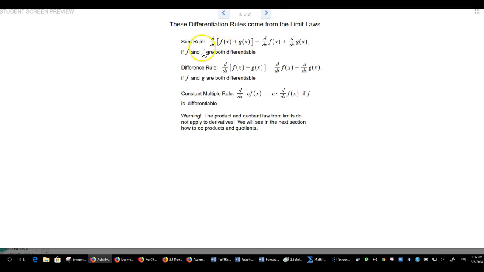We also have a sum, difference, and constant multiple rule with derivatives like we did with limits, and that's actually where they come from. The derivative of the sum is the sum of the derivatives, if each of these derivatives exist. Likewise with the difference. The constant multiple rule tells you that you can factor out the constant and just take the derivative of the function. But that's where it stops as far as getting our laws from the limit laws. The product and quotient law does not apply here from limits. Don't try to do that. A lot of people try to do that. That's a common mistake. The derivative of the product is not the product of the derivatives.